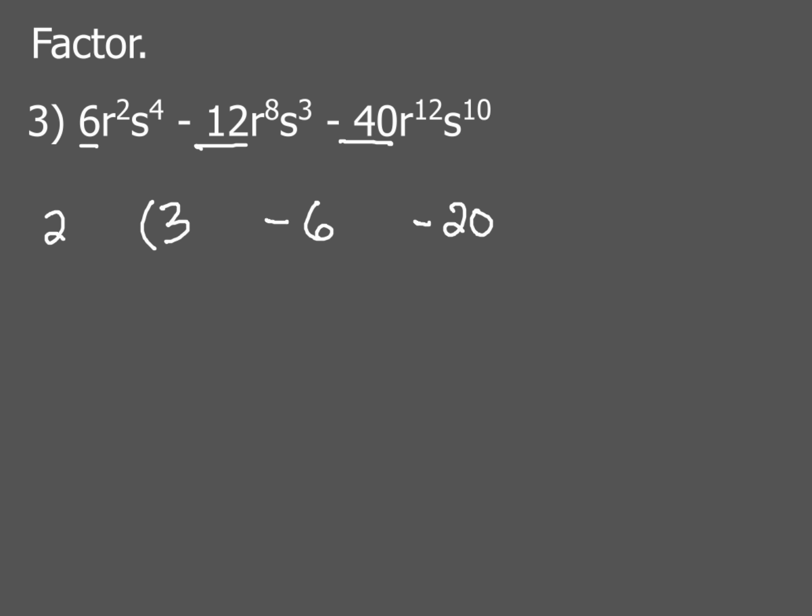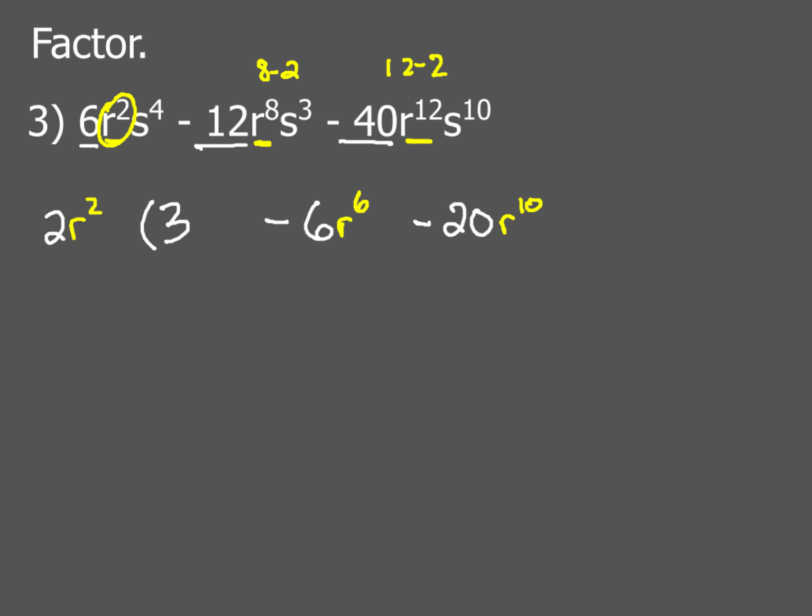All right, next I'm going to take a look at the variable r. So I've got r squared here, I've got r to the 8th, and r to the 12th. Since there's an r in each of those three terms, I'm going to look at the lowest degree, which in this case is r squared, and I'm going to factor out an r squared. Now r squared goes into r squared just once, so I'm not going to have to write any r terms by my 3. But if I look at r squared and r to the 8th, remember, you just subtract, so 8 minus 2 gives me 6, so I'm going to have r to the 6th power for my second term. And for the last term, r to the 12th, 12 minus 2 gives me 10, so I'm going to have r to the 10th power for my third term.